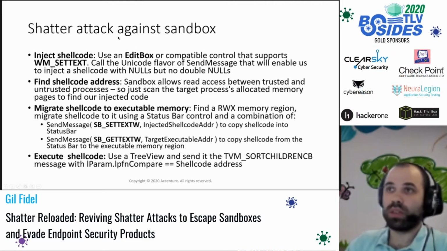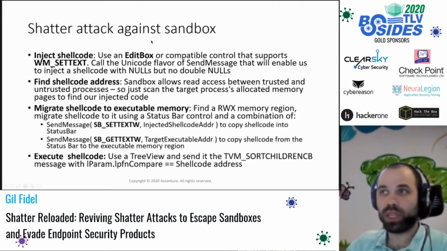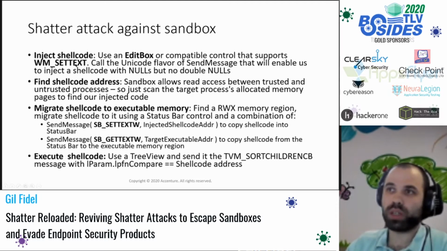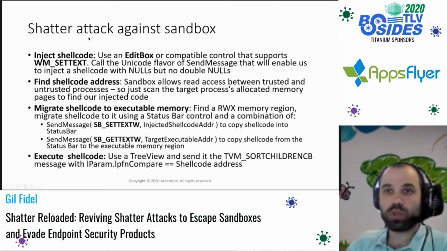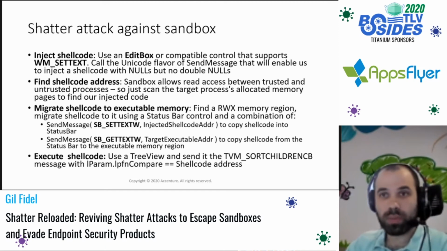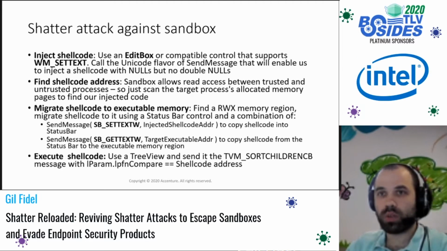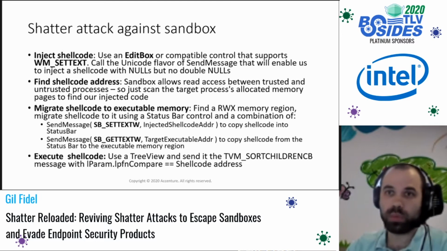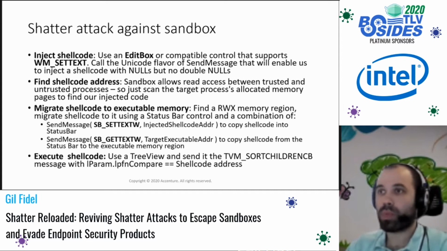So first, we used an edit box in the target process and sent to it a WM_SETTEXT message in order to copy our shellcode into the process. Now, we used the Unicode flavor of SendMessage, and that way we're able to inject shellcode that does contain nulls, but not double nulls, because that's the null terminator for Unicode.